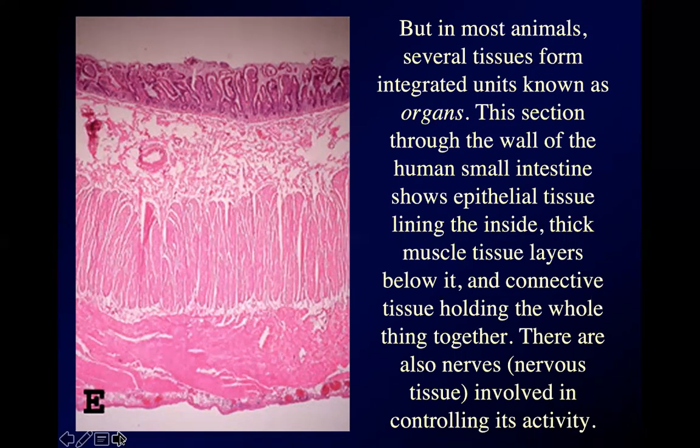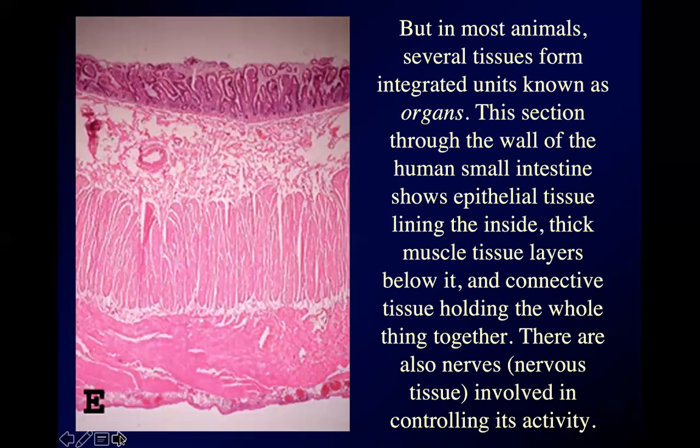Below it, there's a kind of raggedy looking layer that's connective tissue. And below that, making up most of the thickness that you see, is two muscle layers. There's some more connective tissue on the outside that holds the whole thing together.